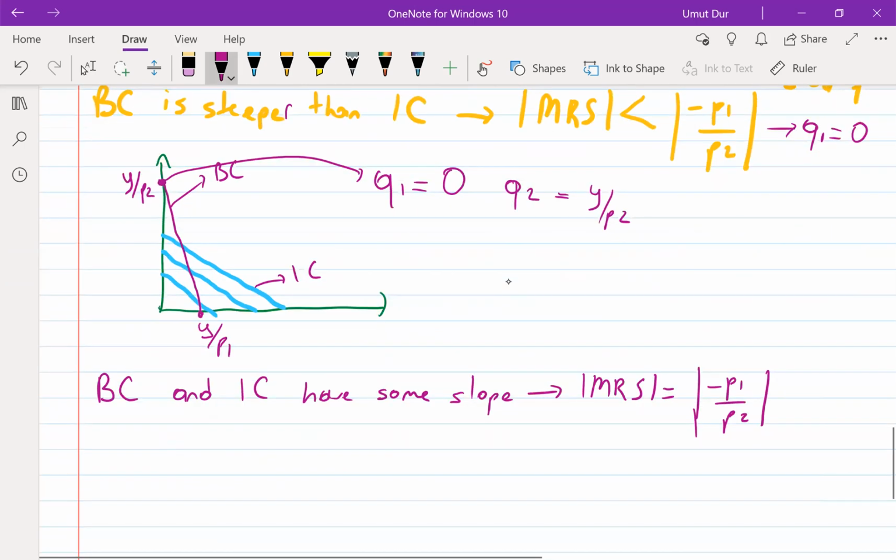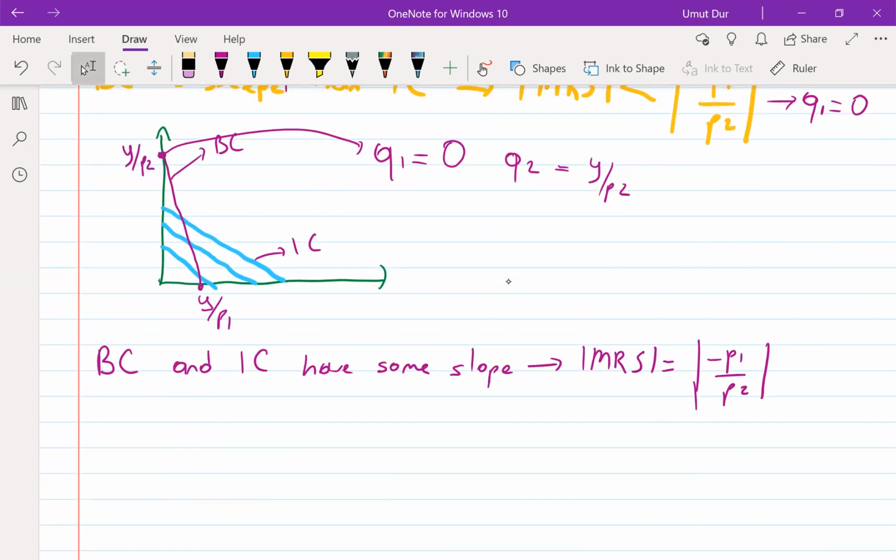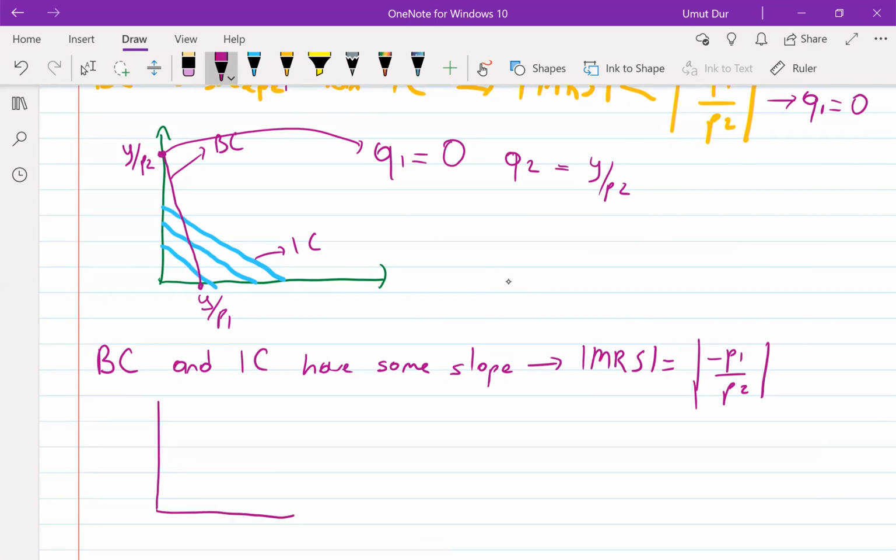For that case, let's try to draw one last graph here. Let's say this purple one is again the budget constraint. Since I have the same slope for the indifference curve, I will just draw parallel lines to this budget constraint. These blue ones are my indifference curves. In this case, what is my optimal bundle?